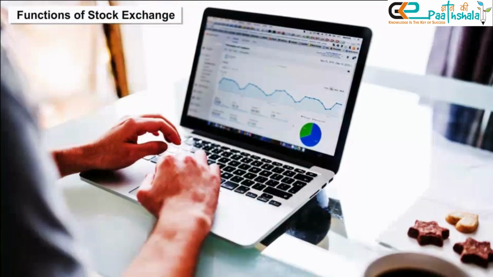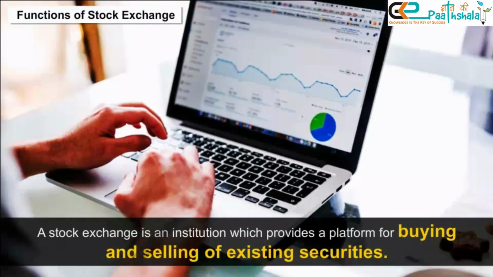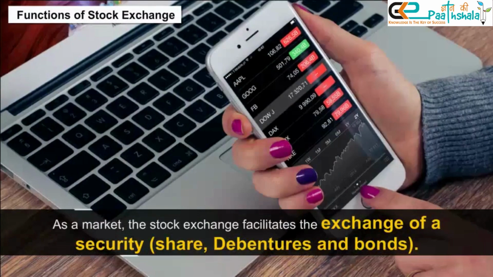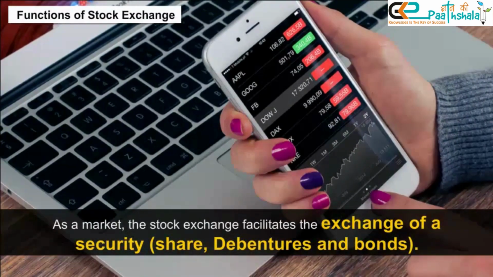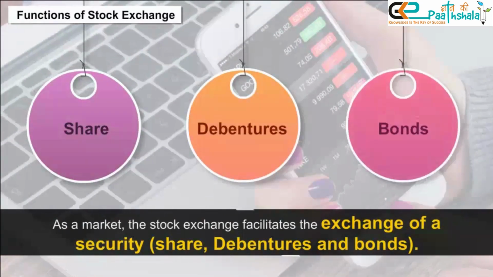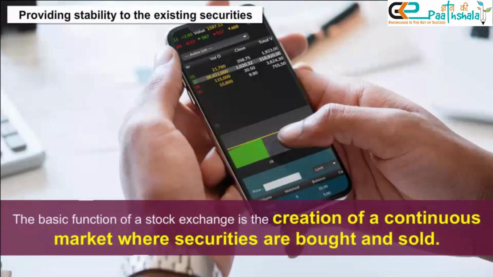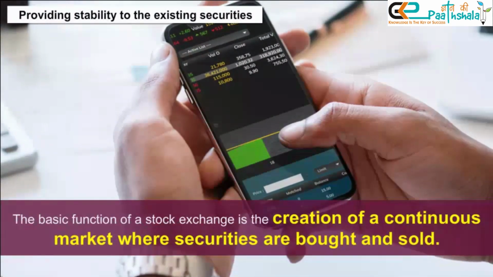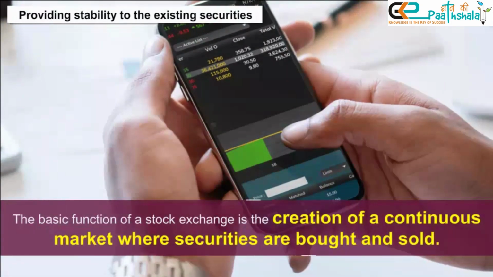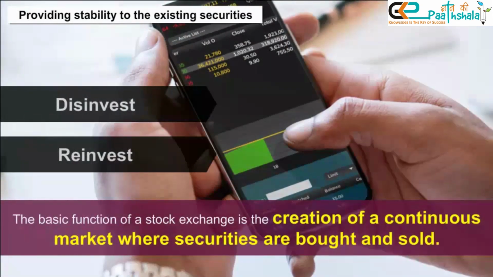Functions of stock exchange. A stock exchange is an institution which provides a platform for buying and selling of existing securities. As a market, the stock exchange facilitates the exchange of a security, share, debentures, and bonds, providing stability to the existing securities. The basic function of a stock exchange is the creation of a continuous market where securities are bought and sold. It gives investors the chance to disinvest and reinvest.